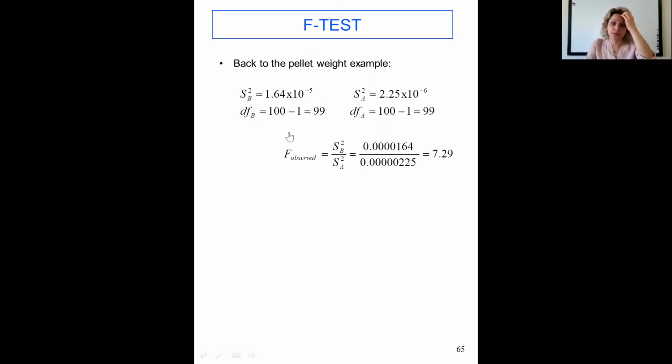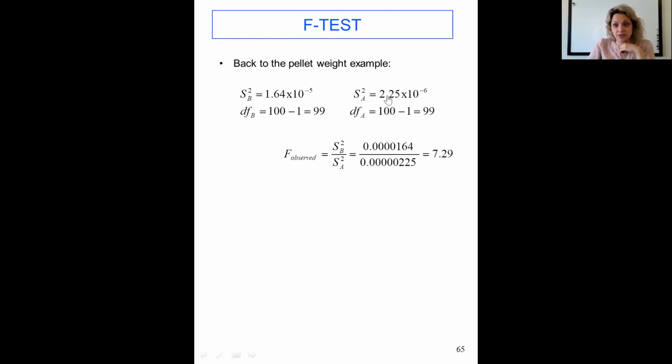Let's do that to see how it would work. So I have the plate weight example. I have the variance of each of them. It was written in the table like 2 pages ago. So I would have 100 minus 1, the degrees of freedom for each of them. And then for F observed, I would divide the variances. So the variance of SB squared, this one is 1.64 times 10 to the minus 5.